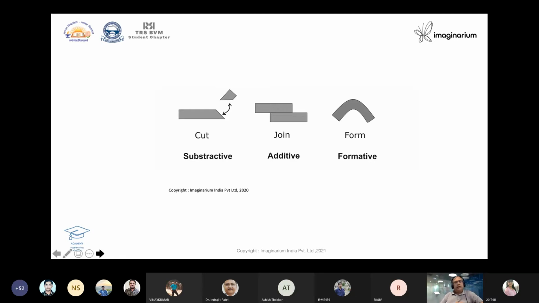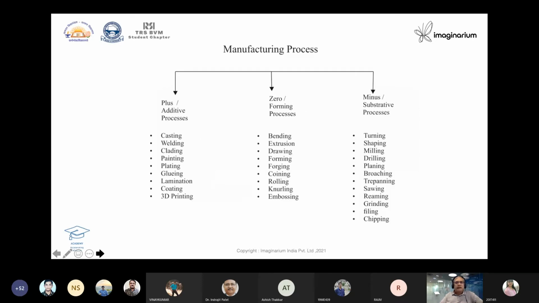Formative is another way wherein we neither add nor subtract, we actually bend or form. So these are the three major ways by which we can build the entire world. Subtractive, we call it as minus. Additive, we call it as plus. And formative, sometimes we call it as zero also. So you can see here, these are all listed for you.